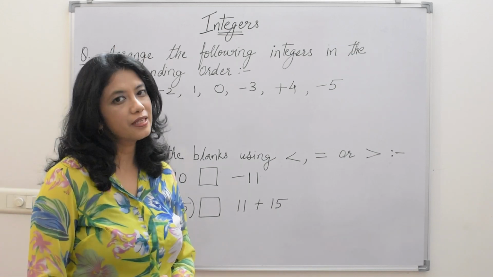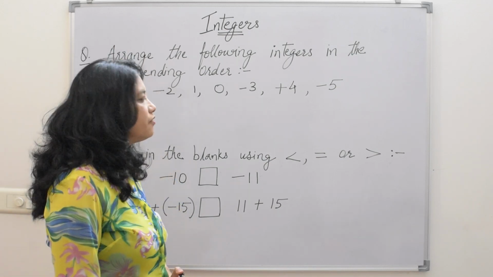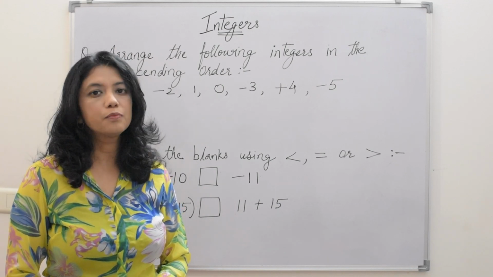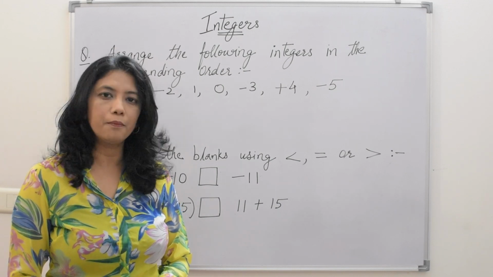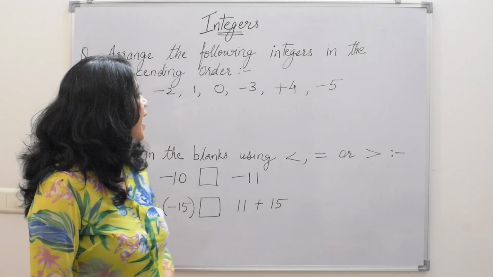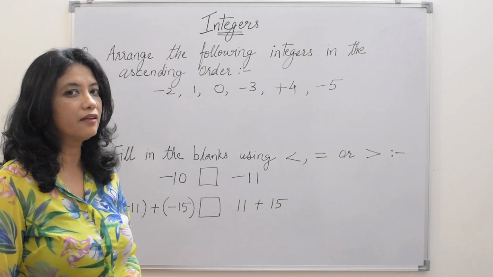Today we will solve some questions on integers. We've already studied about integers. We have two types of numbers, positive numbers and negative numbers. Positive numbers are always greater than negative numbers, and 0 is also greater than negative numbers.